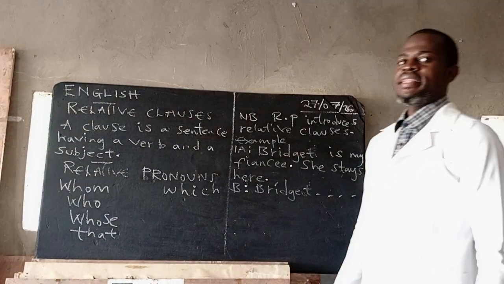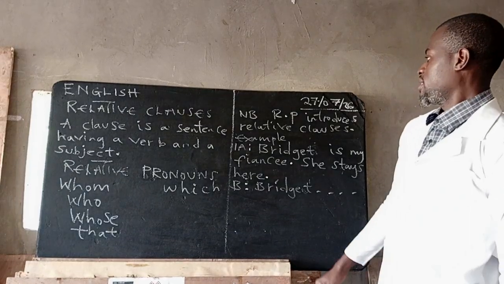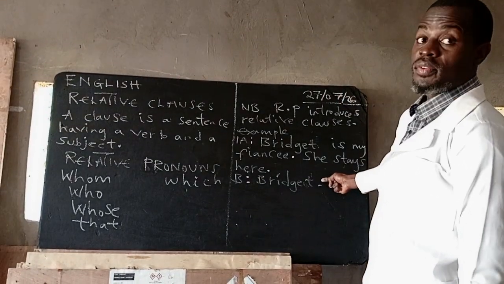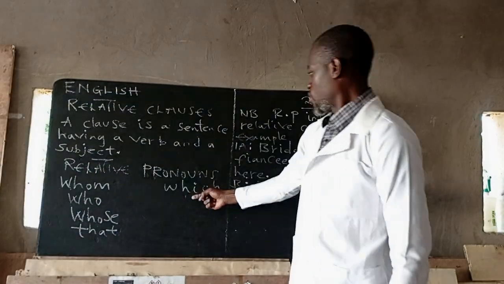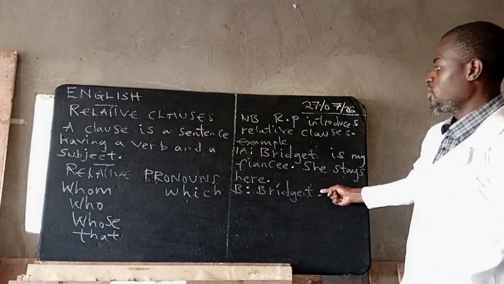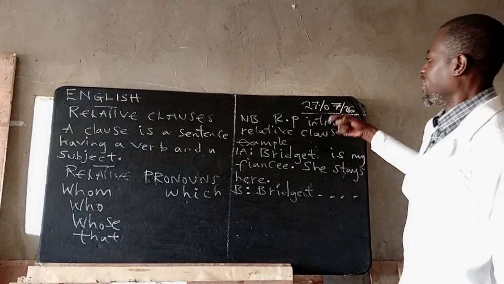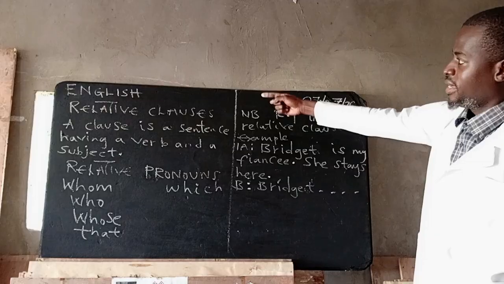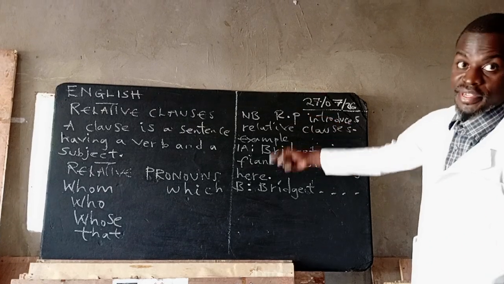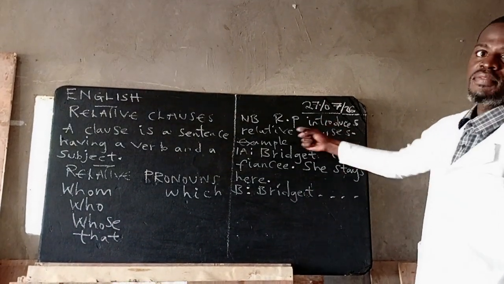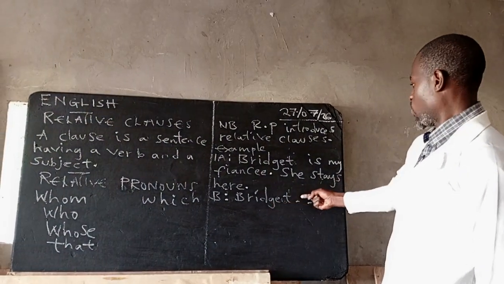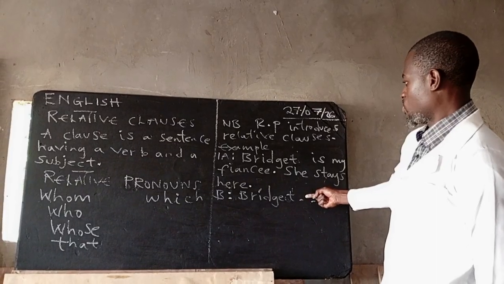So whenever you see something like this under transformations, guys, just know that they are talking about relative clauses. It means you are supposed to use a relative pronoun. You choose whether which, whom, who, whose, or that. After you use the relative pronoun, you introduce the relative clause, because relative pronouns introduce the relative clause, and a relative clause just contains information about the subject. In this case, the subject is Bridget. So what is the relative pronoun that will qualify here?